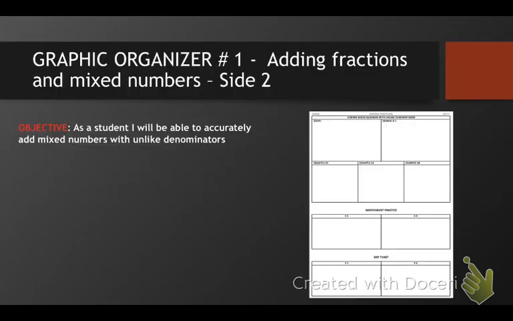You do need graphic organizer number 1, side 2. We have already been working on graphic organizer number 1. We did side 1 yesterday or in your last episode. Now, you just need to make sure you're on side 2 where it says adding mixed numbers with unlike denominators. Let's go ahead and get started.